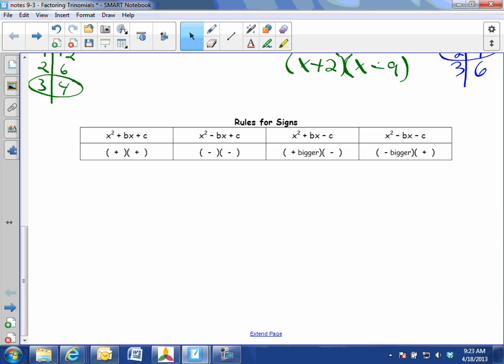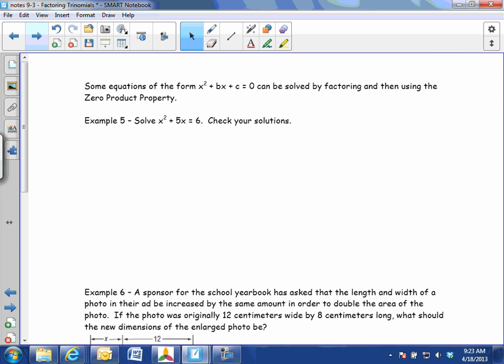Okay, any questions so far? Can we use the QC in the class? Okay, let's look at the back.